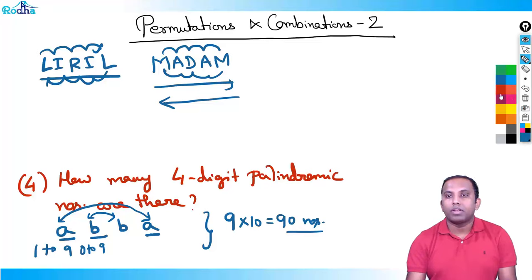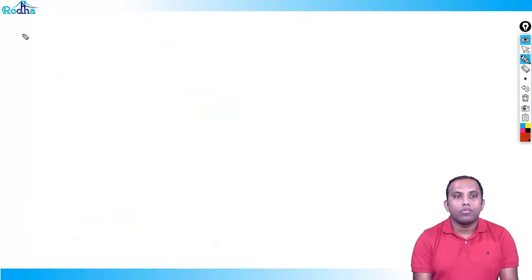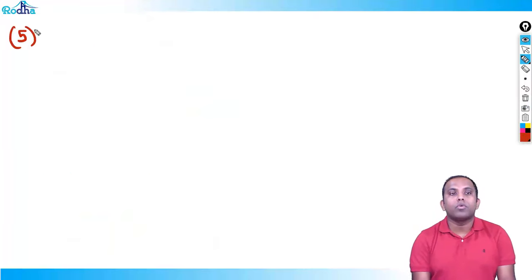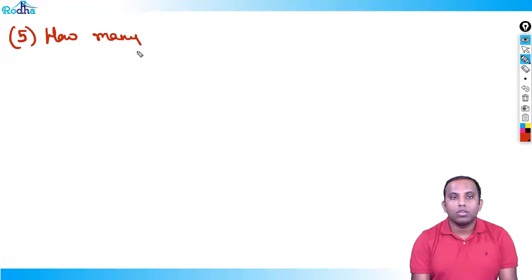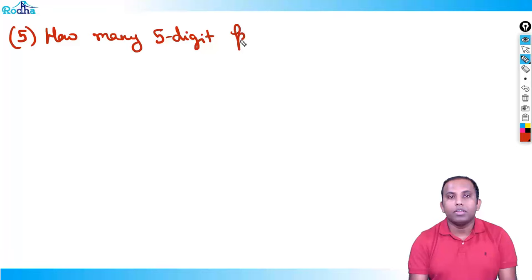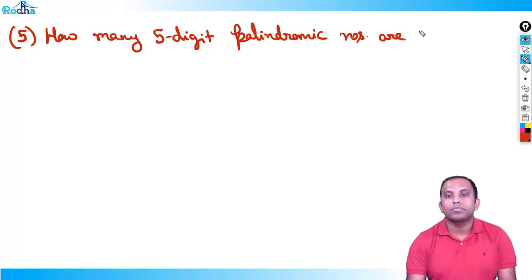Now, come to the fifth point. We're discussing questions point wise. Fifth point. How many five digit palindromic numbers are there? Now let me add some variety here. How many five digit palindromic odd numbers are there?